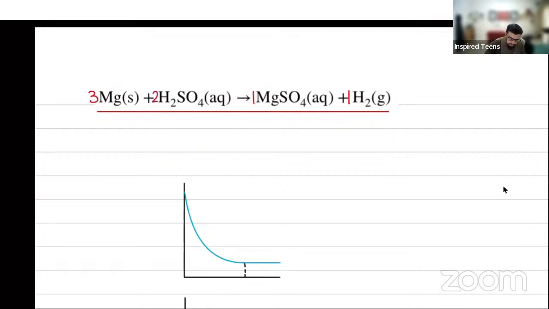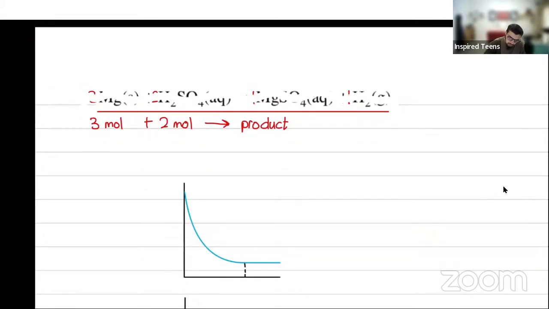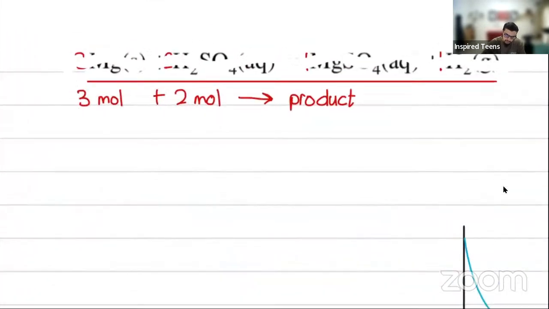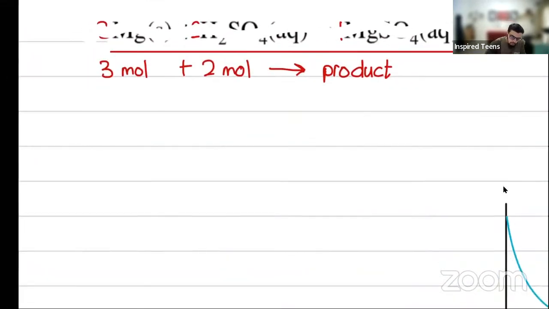This is saying that 3 moles plus 2 moles is going to give us the product. That's the basic understanding that we want to take, even if we ignore the actual reaction for now. 3 moles of one substance plus 2 moles of another substance gives us a product. Let's call these reactant A and reactant B, to form product.